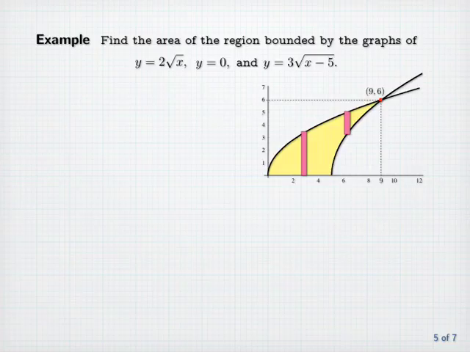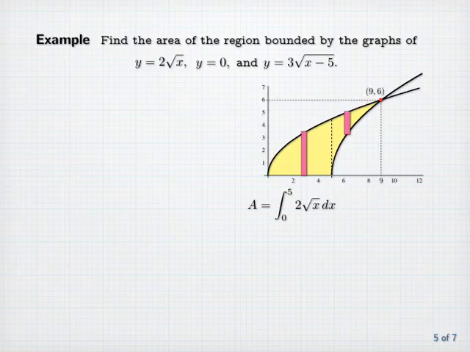So if we follow this approach, we're going to have to break the region up into two pieces, because the length of the slices will need to be described differently in different parts of the region. The cutoff point here is at x equals 5, clearly. And so to get the area of the left part of the region, we'll integrate from 0 to 5, 2 times the square root of x minus 0.